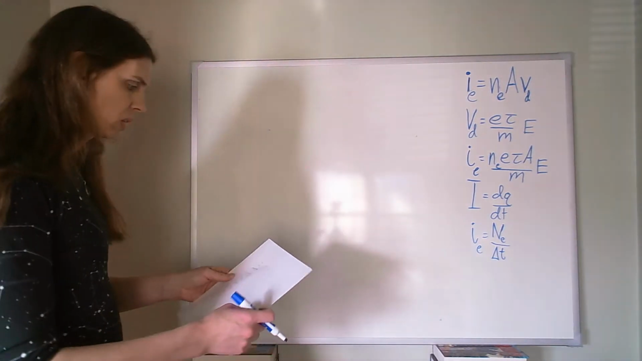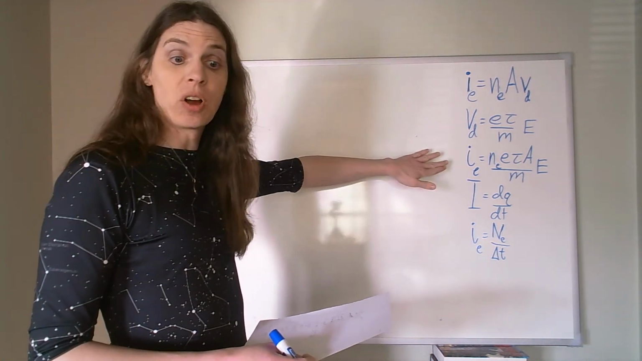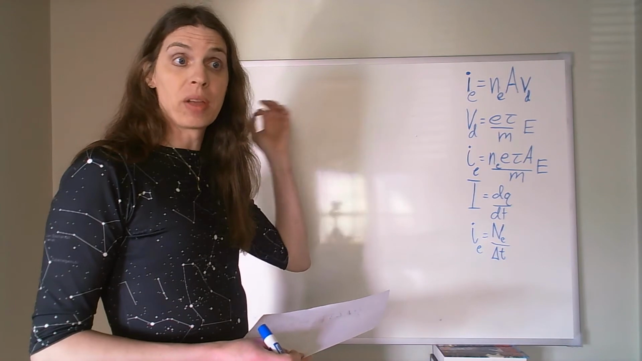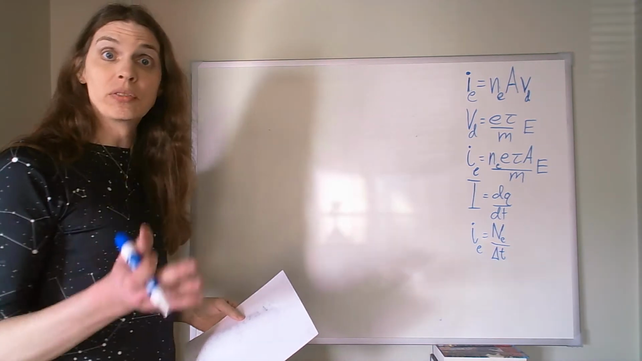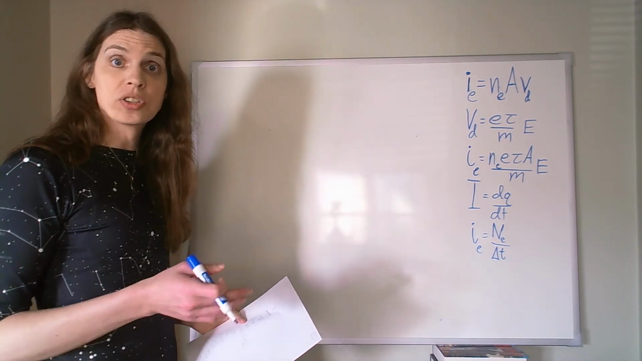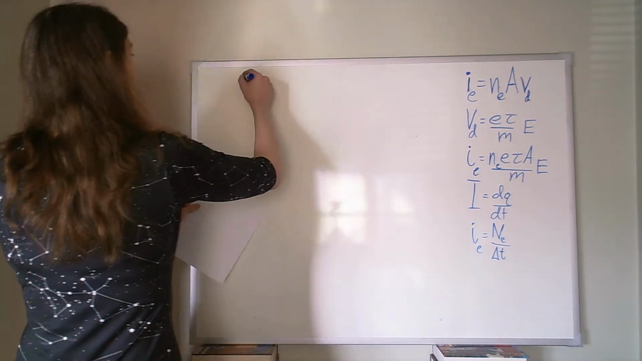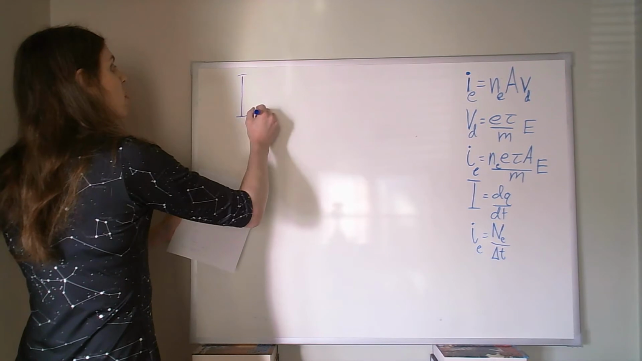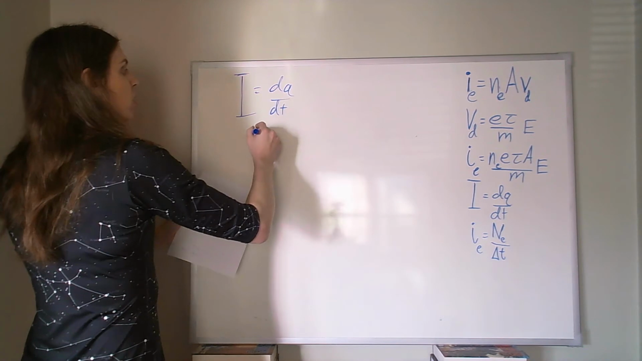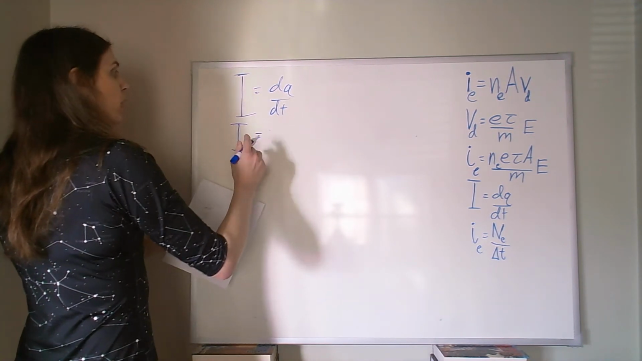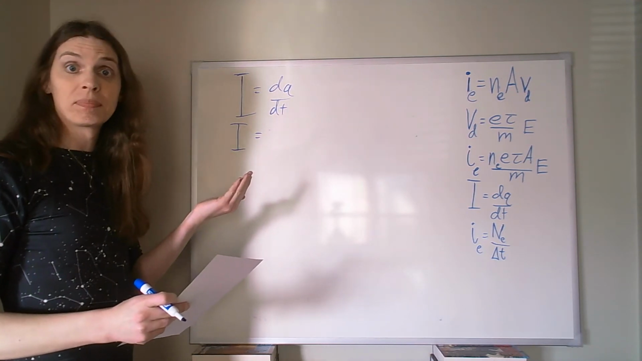So we want to draw what we've learned about electron current and connect that to electric current. We remember that electric current is the rate of change of electric charge with respect to time at a given location. And so we start off there and say that's what we have. The rate of change of charge with respect to time.